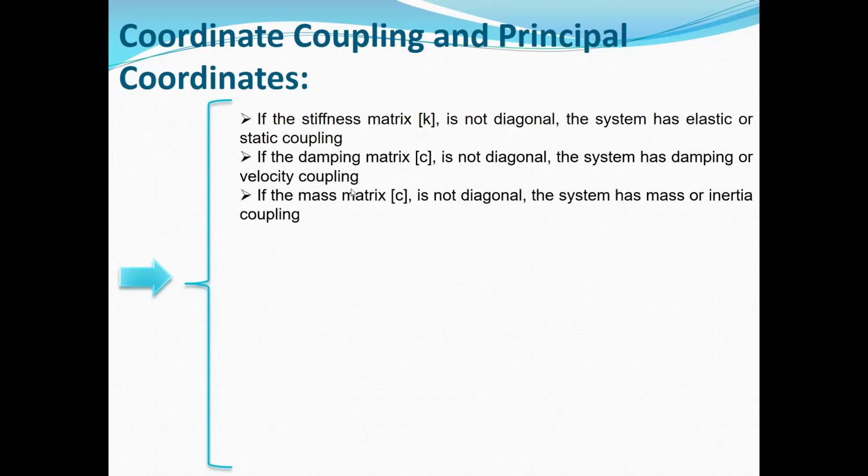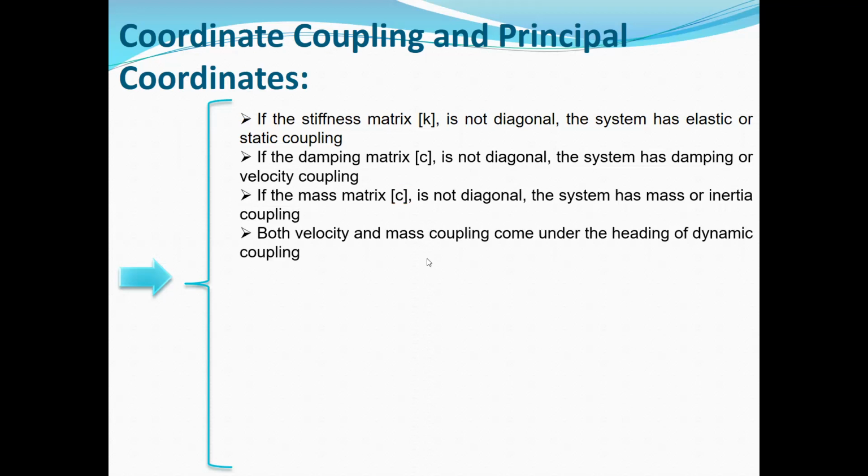And if the matrix M, sorry, this term, it must be M instead of C. In fact, it must be M, the mass matrix. If the mass matrix was not diagonal, the system has mass or inertia coupling, and both velocity and mass coupling come under the heading of dynamic coupling. I mean, when we have mass or damping coupling, generally we call it dynamic coupling, and when we have a non-diagonal stiffness matrix, it will be called elastic or static coupling.